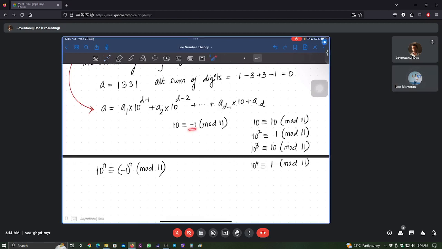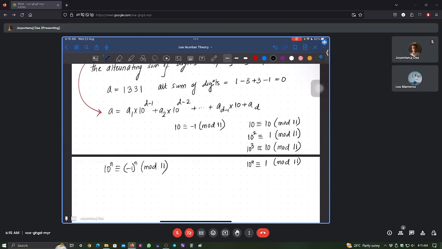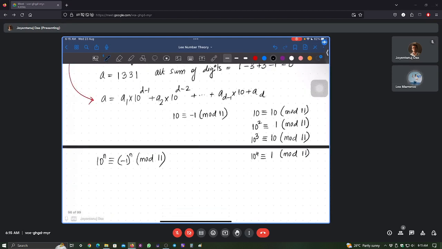So you have minus 1 when n equals 1. When n equals 2, it becomes plus 1. Again, for the cube, it becomes minus 1 and so on. So it is alternating. Now it will depend upon whether d, the number of digits, is even or odd. Suppose, without loss of generality, we assume the first case.